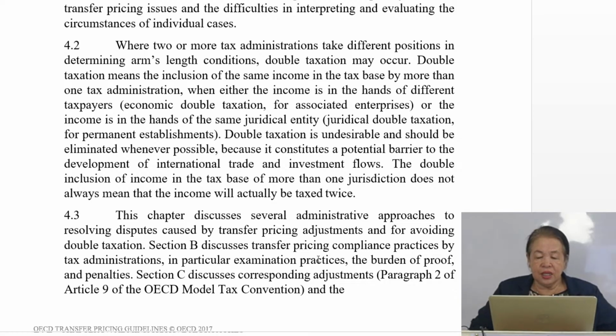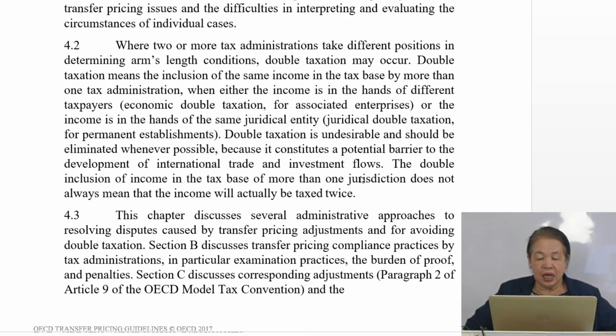Double taxation is undesirable and should be eliminated whenever possible because it constitutes a potential barrier to the development of international trade and investment flows. So it should be discouraged. Kasi ayaw ng mga enterprises ng double taxation because it is very costly on their part, no? Kung pinaghirapan nila, mapunta na lang lahat sa tax.